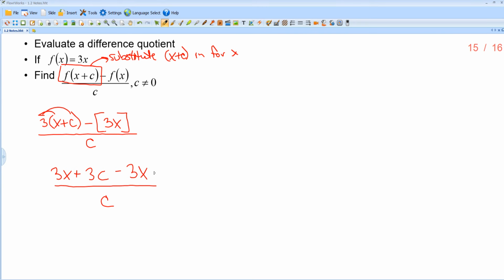Notice here the 3x minus 3x, that should happen. If this original function doesn't cancel off, you've done something wrong. Go back, find it, change it. Equals 3c over c. And now I'm able to cancel off these c's so that I don't have to worry as much about c cannot be equal to 0. And we just get 3. So when we evaluated the difference quotient of 3x, we got 3.